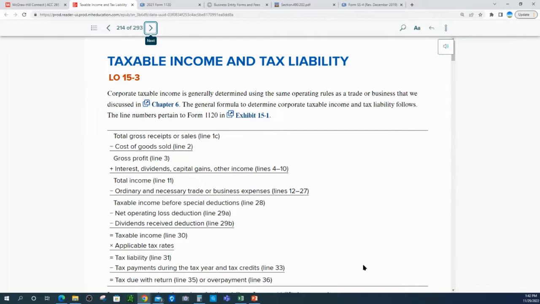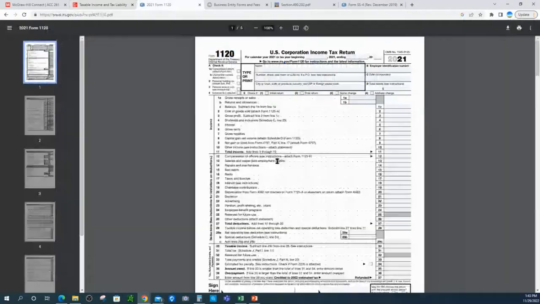So remember, with the partnerships, we had all our interest and dividends, capital gains, all of that stuff was not included on the front of the return. It was part of that Schedule K because those were separately stated items. Well, for corporations, we don't have ordinary income and separately stated items. Nothing like that. All of that income is included in gross income. It's included as income, and it shows right here.